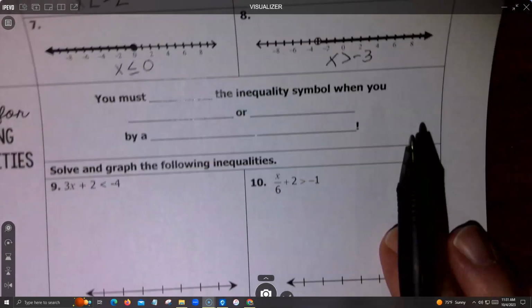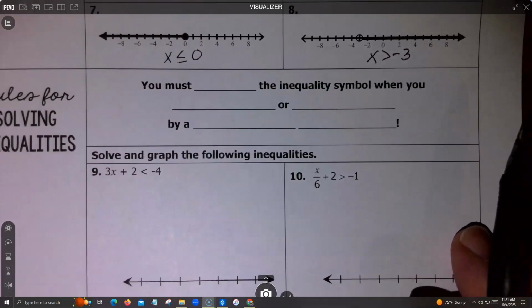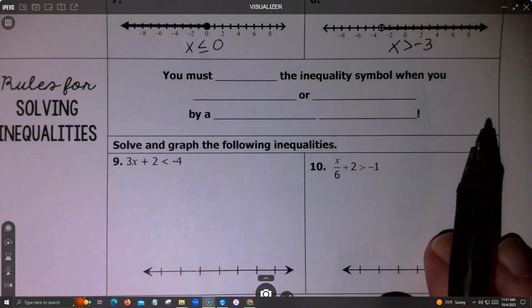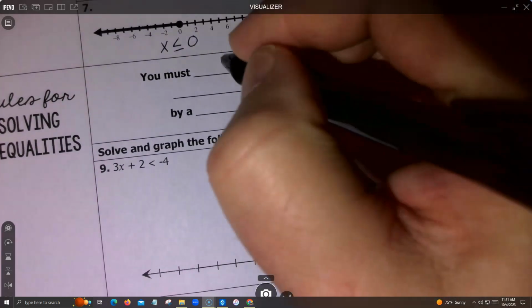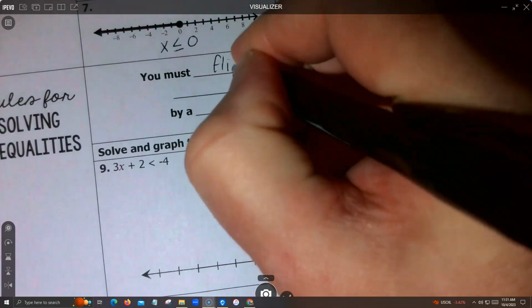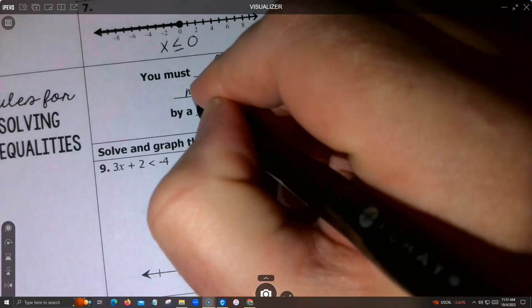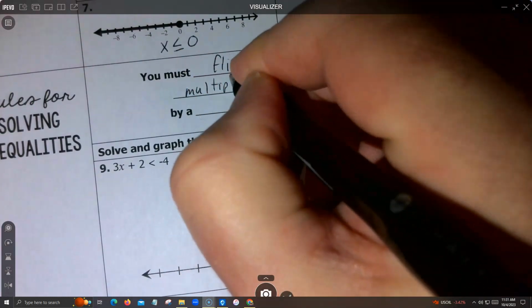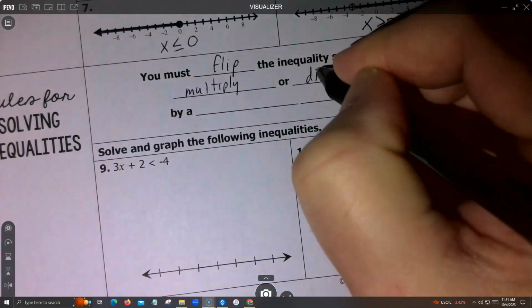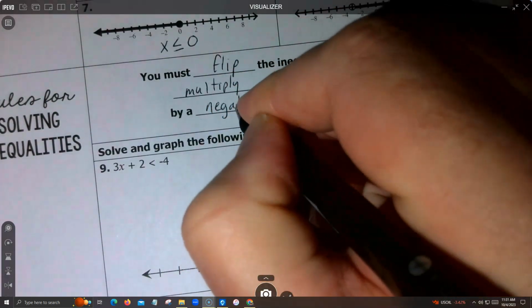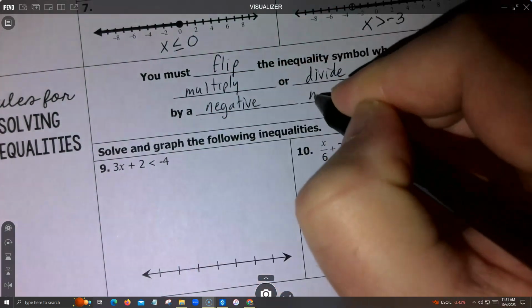Okay? All right, so there's only one rule that you have to remember in solving inequalities, and that is you must flip the inequality sign whenever you multiply or divide by a negative number.